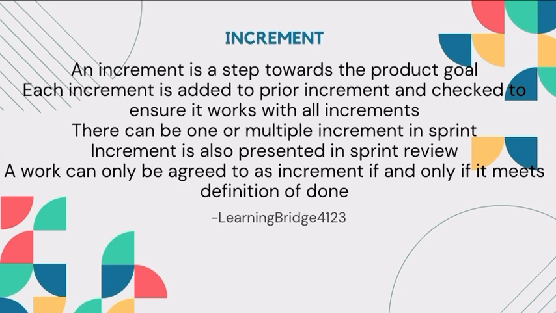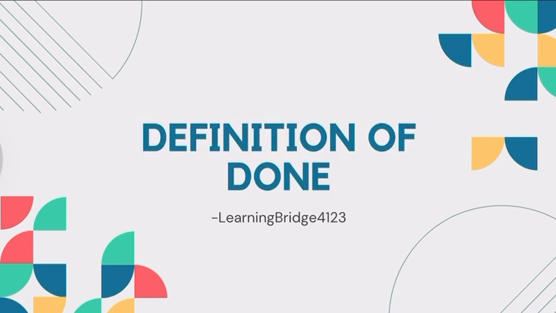There can be multiple in a single sprint, and the increment which was created within the sprint will be presented in the sprint review also. Of course, everybody would like to know what we have achieved in our maybe 4-week sprint or 2-week sprint. So it is basically presented in the sprint review. And also, an increment will be considered an increment only when it meets the definition of done. But what's that? No worries, let's discuss that now.